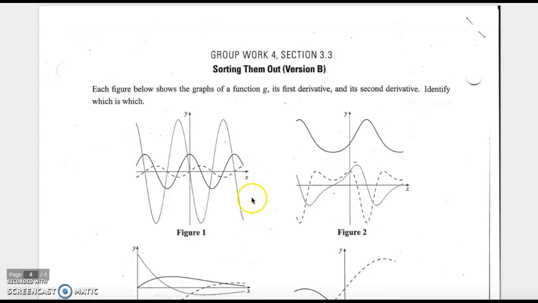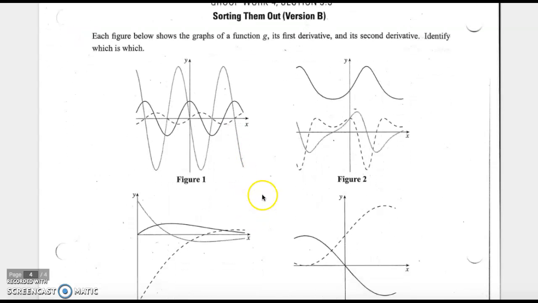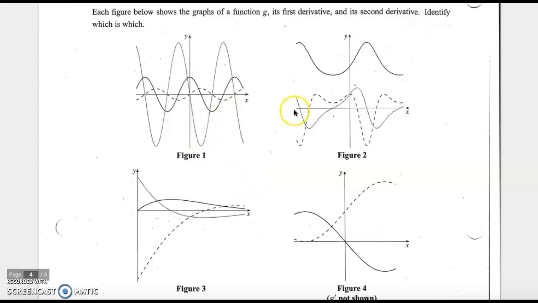All right, in this last video, we are going to go through and sort out our different graphs in these different figures. So I'm going to use red for my original function, blue for my first derivative, and green for my second derivative. All right, let's do it.